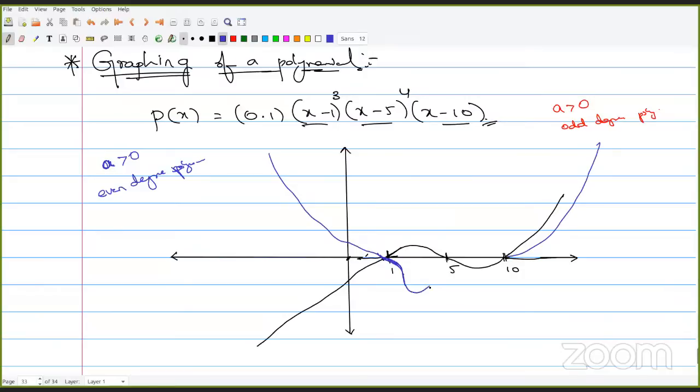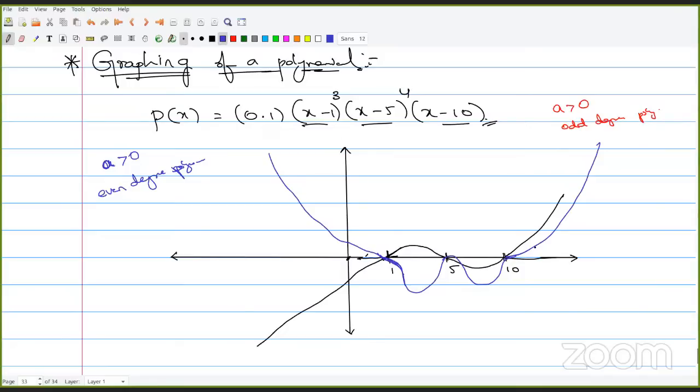And it has to go to 5. But once it reaches 5, you see the multiplicity is even, 4, so it will bounce. So it is even, so it should bounce back. So it will bounce back and it will go to 10 and it will touch like this. So this is how you should draw the graphs of a polynomial.